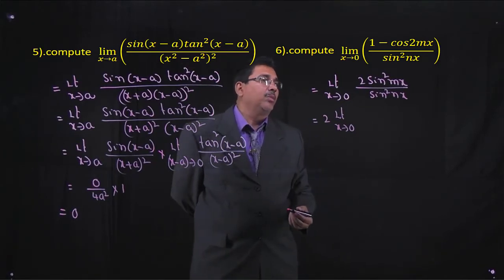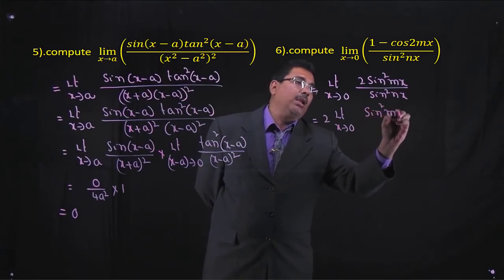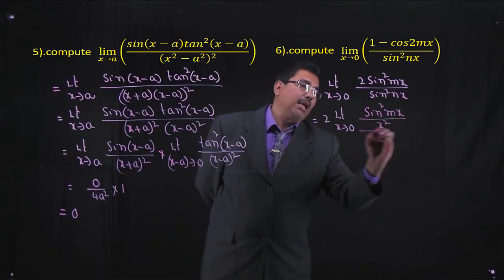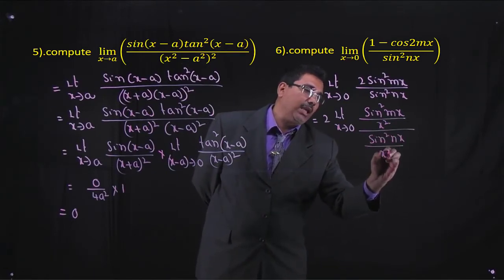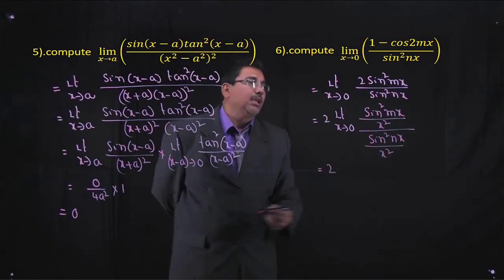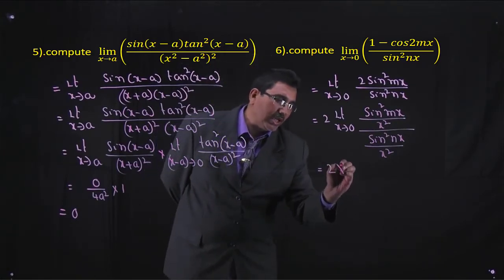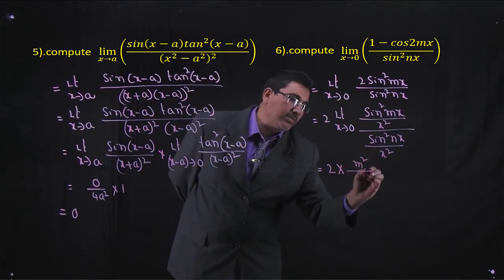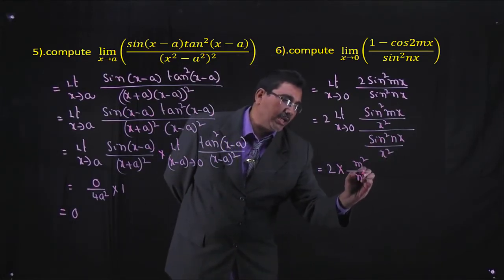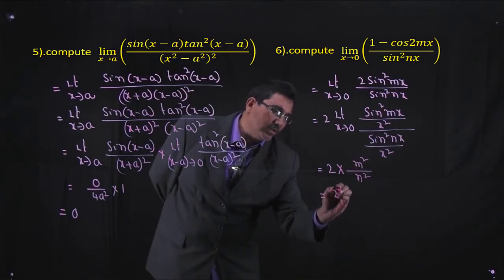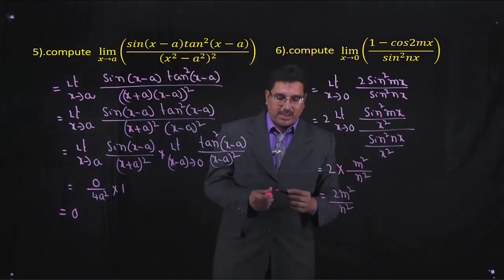So we divide numerator and denominator by x square. Sin square mx by x square, divided by sin square nx by x square, that is equal to 2 times, as x tends to 0, sin square ax by x square is a square. So the numerator is equal to m square. Similarly, the denominator is equal to n square. That is equal to 2m square divided by n square, that is the limit value of the given problem.